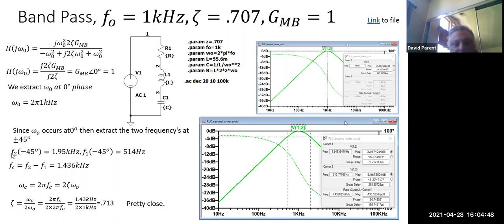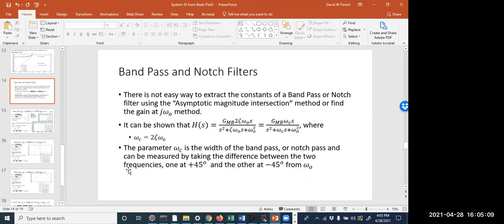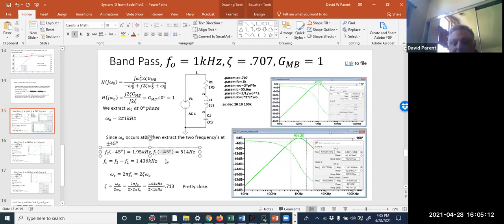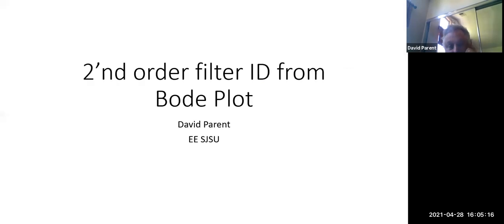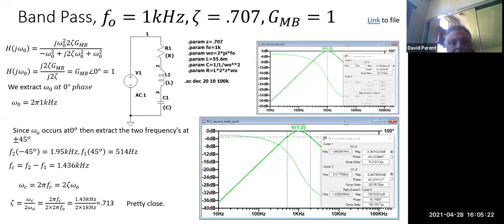So, F1, that's a typo. F1 is at 45. Okay, so F1 is at 45, F2 is at 1.95. I subtract them, and that's my bandwidth.